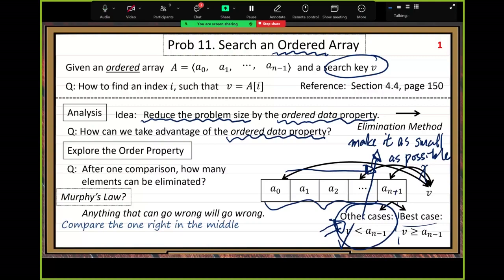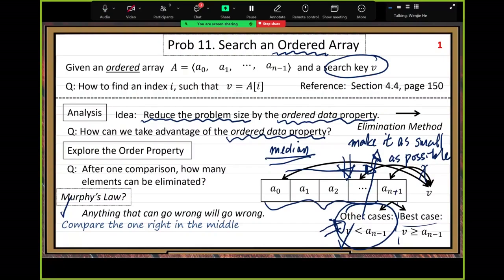So what's our new comparison strategy? Compare the one right in the middle. You want to choose the position right in the middle, the location in the middle. The commonly used term for it is the median. The median concept. Because the array is already ordered, the median location is right in the middle.